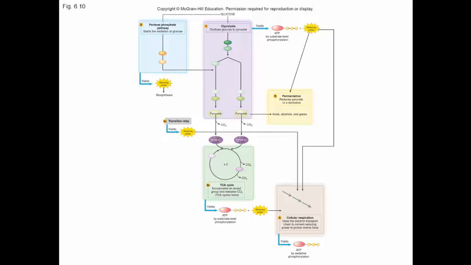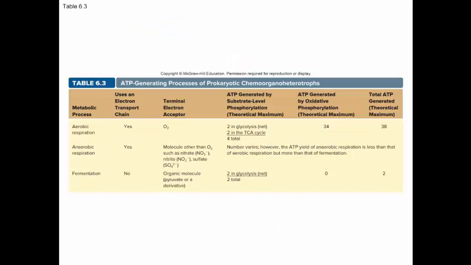Well, yeah. But a lot of cells, what they'll do is they'll take the pyruvate and do something else. Pyruvate, or a derivative, takes the electrons from the reducing power electron acceptors, and the molecule is converted to some other type of molecule. All right?